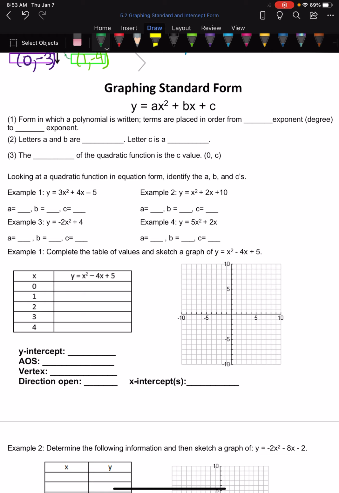Terms are placed in order from the highest exponent to the lowest exponent. In this case, our highest exponent is x squared, so x to the second power. Then bx is x to the first power, and our c is technically x to the 0 power. So it is a constant. There's no x variable in that term. Letters a and b are in front of our variables, so they are coefficients. And letter c is a constant.